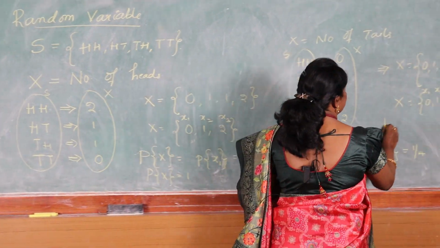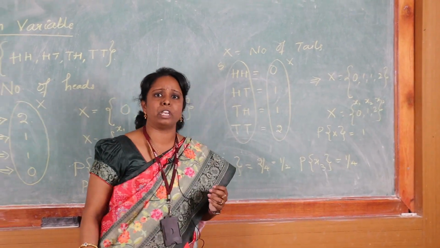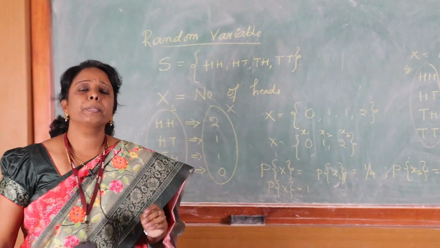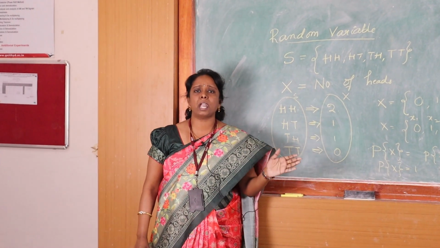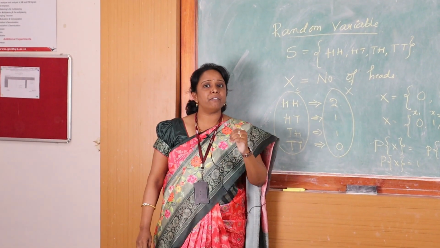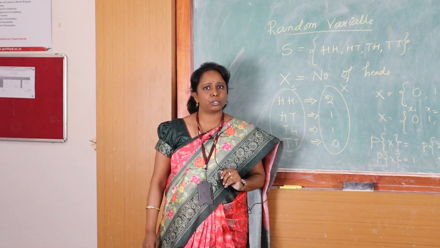Similarly, the total probability of a random variable is equal to 1. What I mean to say is that the total probability of the sample space of any random experiment is equal to 1, and when it is converted into a random variable, its total probability is also equal to 1.